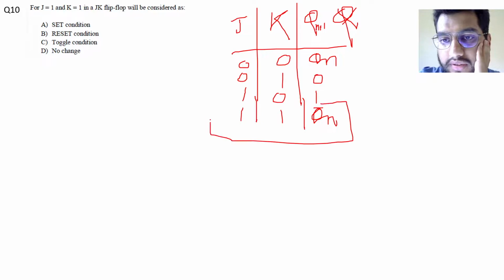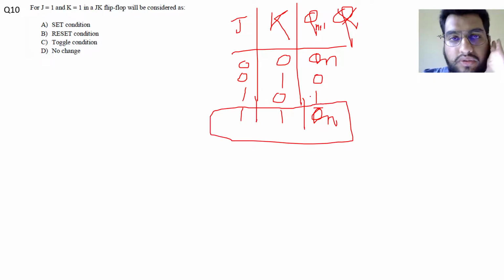So whenever we have J equal to 1 and K equal to 1, the JK flip-flop will be considered as a toggling condition. So the answer to this question is option C.